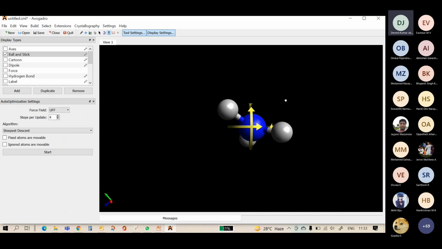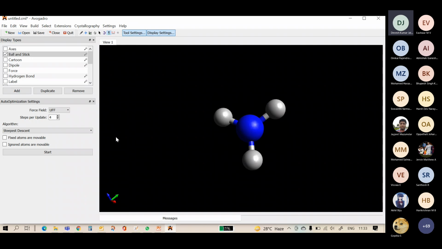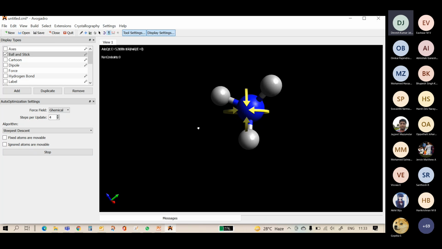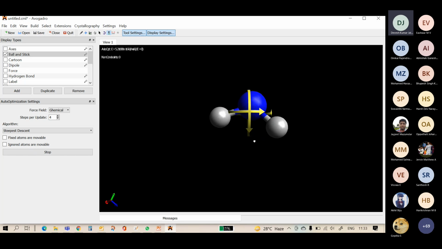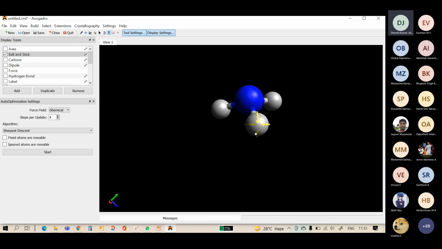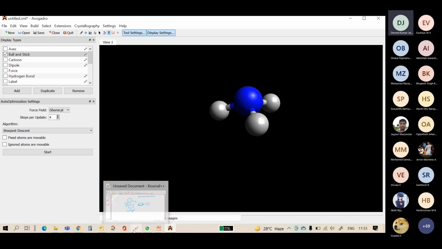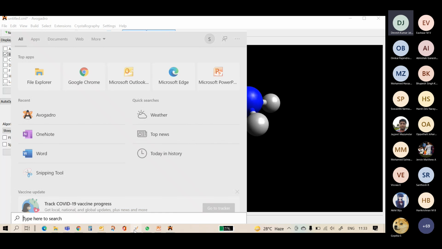Okay, we know that. See, it is showing the wrong structure. This is not the structure of ammonia. We know that it is not trigonal planar. It's not a planar molecule. It's a pyramidal molecule. So let's select some other method and start it. Again, it is showing. Yeah, now you see it is pyramidal shape, right? So this is the right structure of ammonia. So I'm stopping it. Now I'm going to generate a report. I'm going to make a report. How do I do that? So you open your Word file.